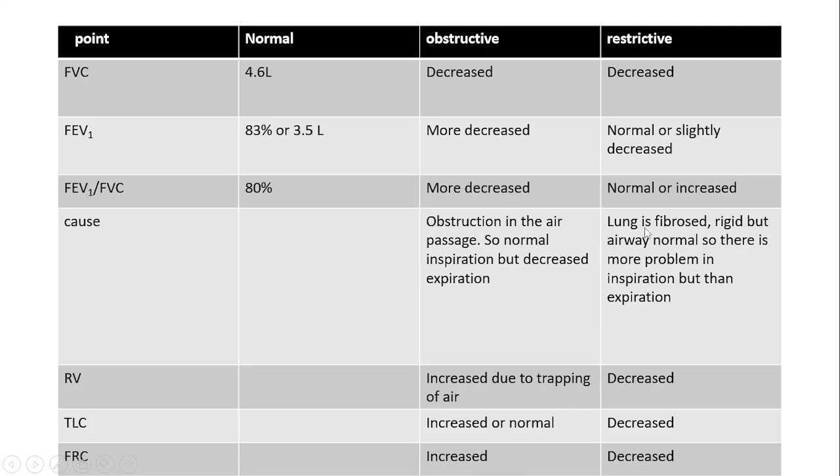And in restrictive lung disease, the problem is in the alveolus. They have got rigid, so air cannot enter properly in the alveolus during inspiration. So the residual volume of air will be automatically decreased in restrictive lung disease, and so will happen in case of total lung capacity and functional residual capacity.